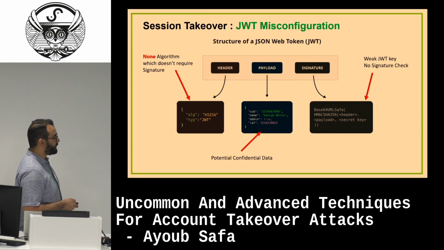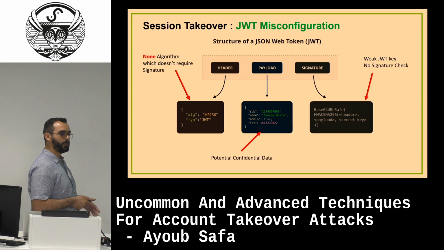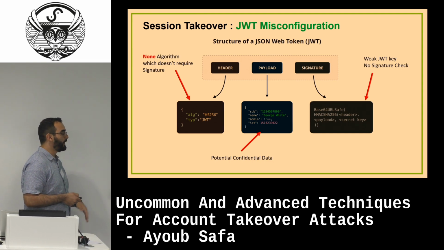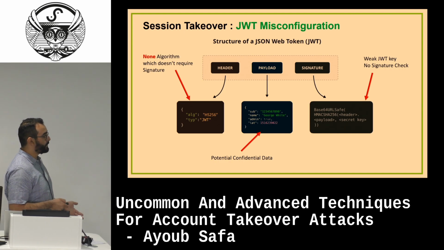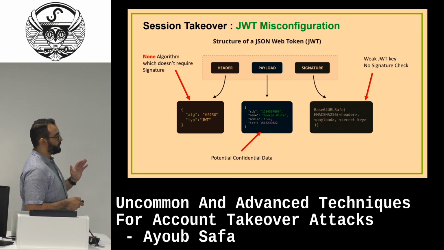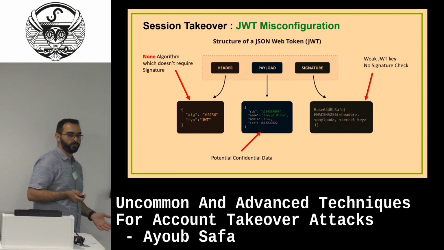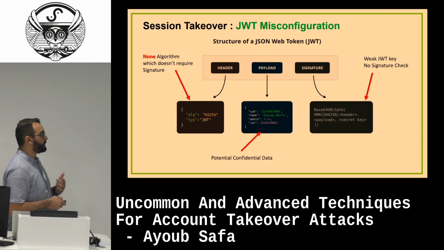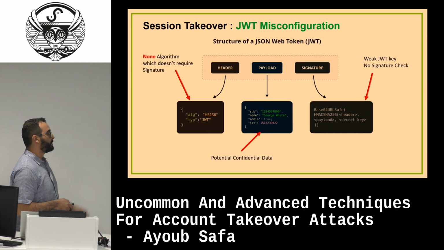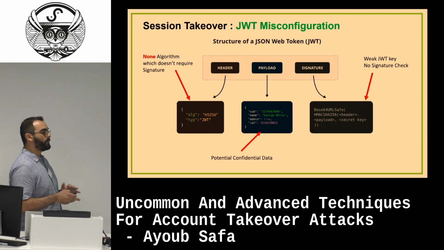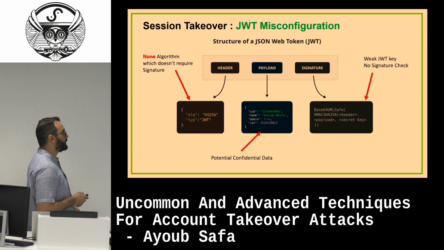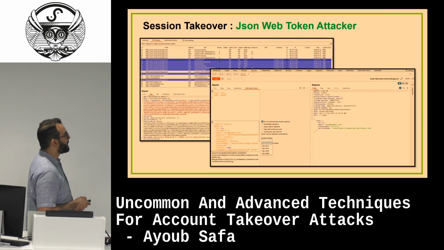Sometimes we might find confidential data, especially details about that user. And even sometimes developers tend to use weak JWT secrets, which are brute forceable. And even sometimes they don't check this signature at all. So this is some common misconfiguration. Now let's see some uncommon misconfiguration.